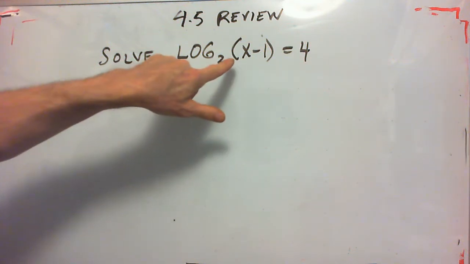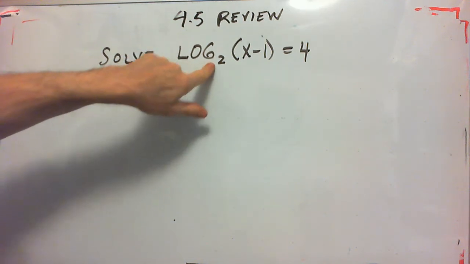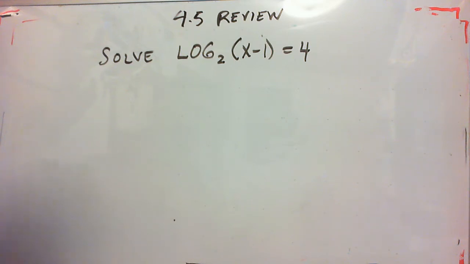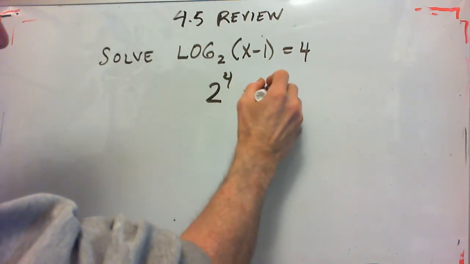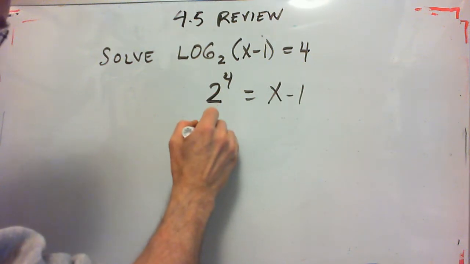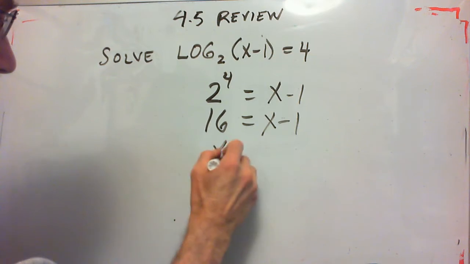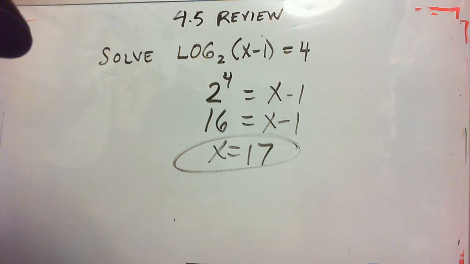All you have to do when you have an equation like this, where you have log of some function of x equals a number, is rewrite it in exponential form, which is 2 to the 4th equals x minus 1. Or 16 equals x minus 1. x is 17. It's that simple. So these can actually be very simple problems.